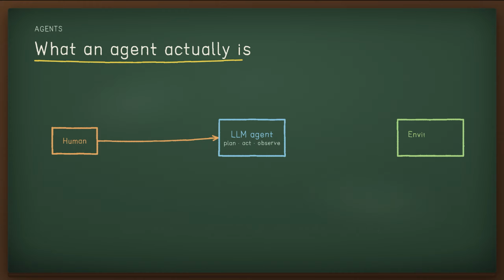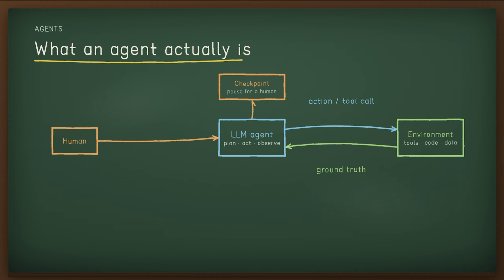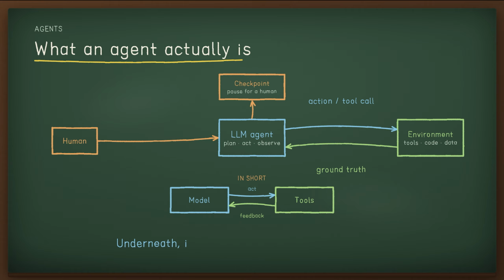As it works, it's crucial that it gets ground truth from the environment at each step, tool results, code execution, to judge its progress. It can pause at checkpoints or when it hits a blocker. The task usually ends on completion, but adds stopping conditions like a maximum number of iterations to stay in control. And under the hood, it's surprisingly simple. An agent is just a model using tools in a loop guided by feedback from its environment.